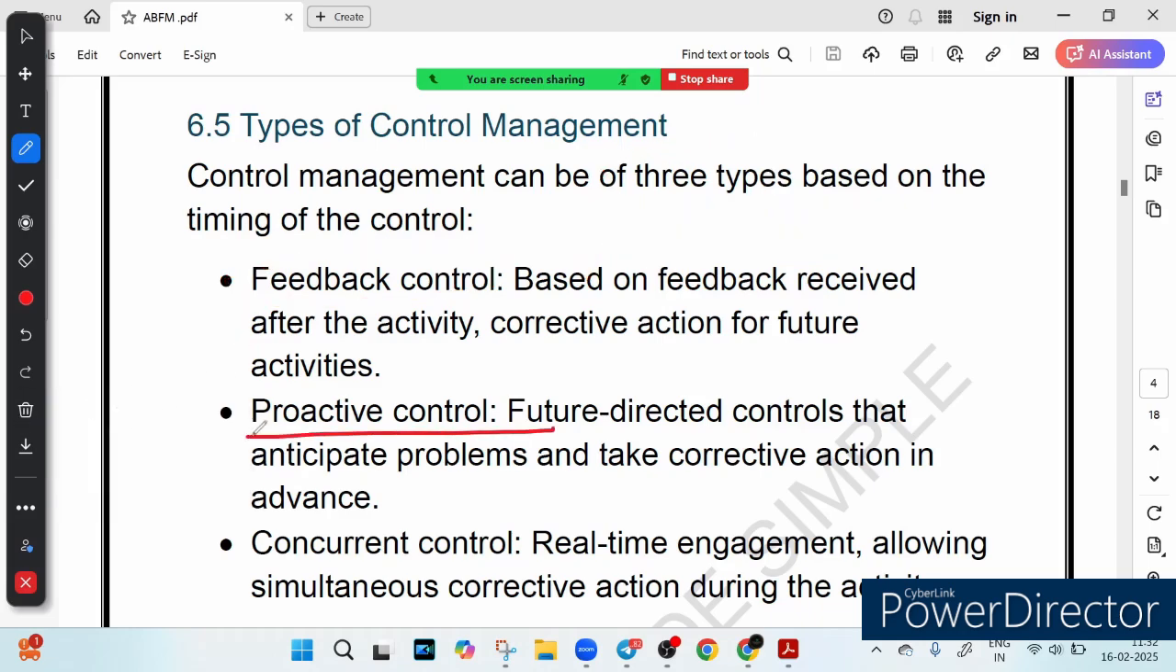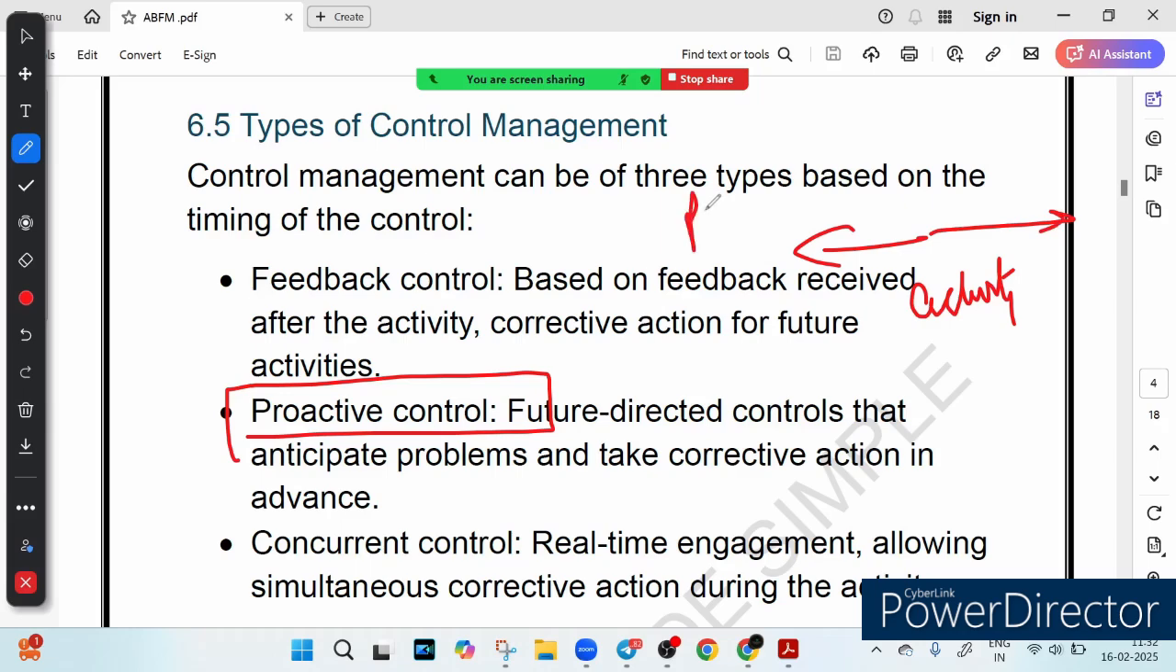The second kind of control is called proactive control. You know what it means? Before the activity, right? Suppose this is the activity. If we control before the activity, it is called proactive. If we do something after the activity, it is called feedback control. Proactive control is like checking the weather before planning a trip. Businesses anticipate problems in advance and take corrective action before issues arise.